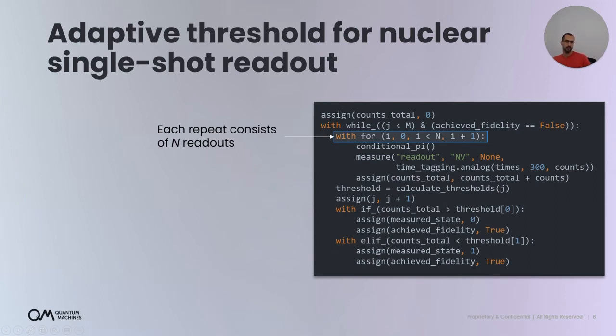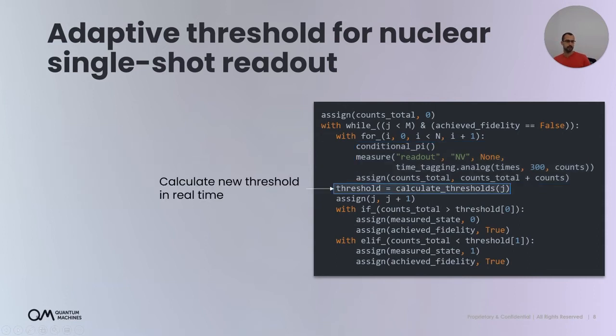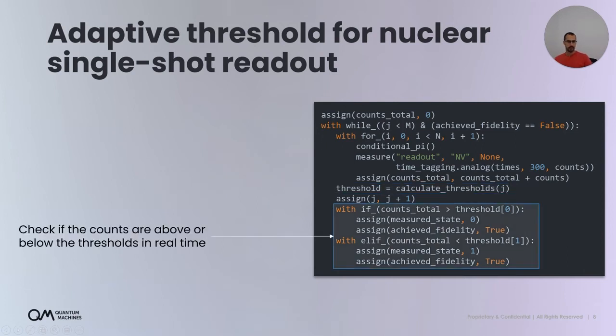We do a measure in which we do time tagging, and we just look at the total number of counts. We don't actually use here the individual times at which the photons arrived. We calculate what the threshold should be depending on this variable j, and then we compare to the threshold. If we're above one of the thresholds, then we're in the 0 state, and it's true. If we're below, then we're in the 1 state, and again, we achieve the fidelity.